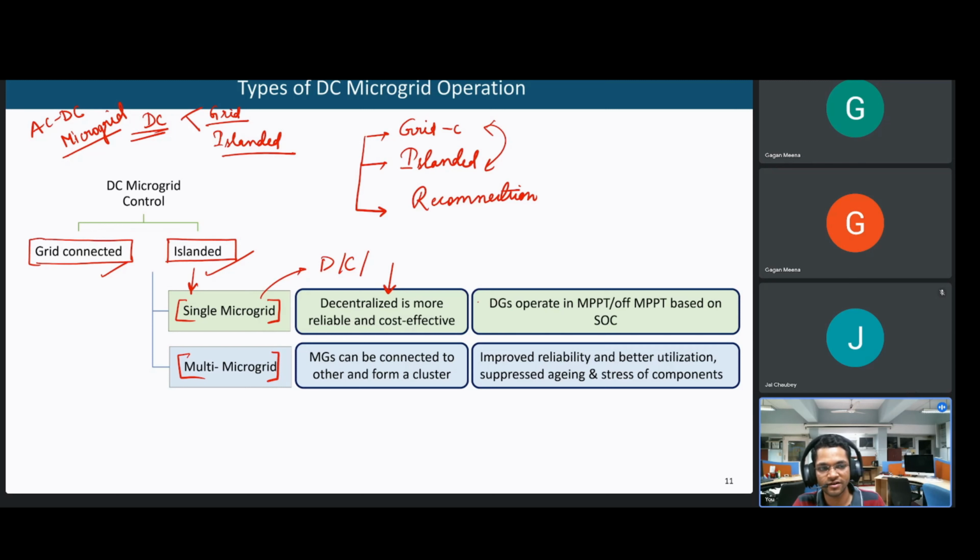So here the DGs will operate in MPPT or off MPPT based upon the SOC of the storage. So Jay, did you understand this MPPT and off MPPT? Should work in off MPPT mode, no? Because it is islanded. No, it is not because of islanding mode. So, what do we mean by off MPPT here?